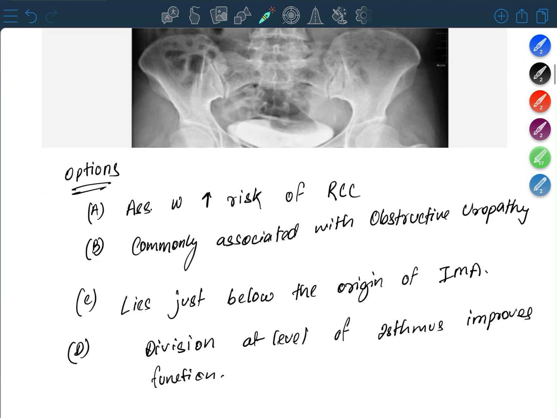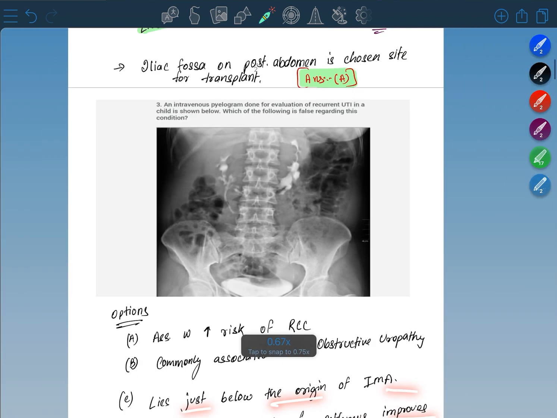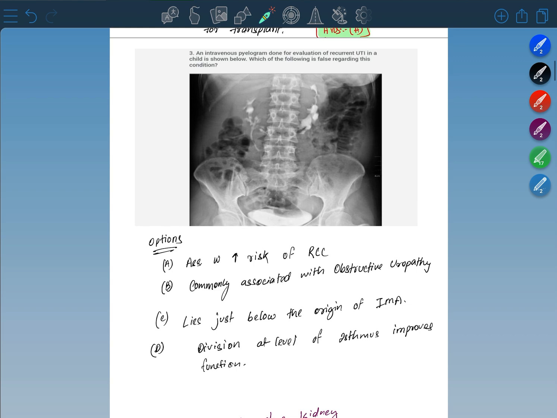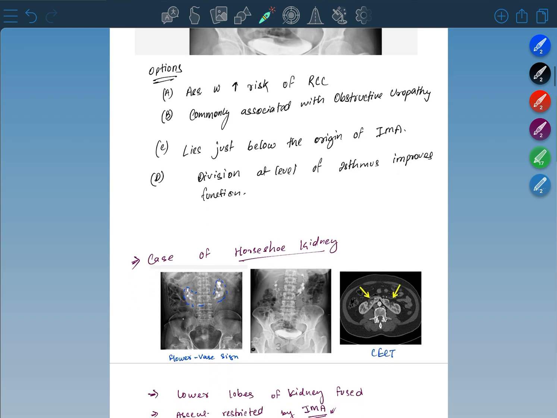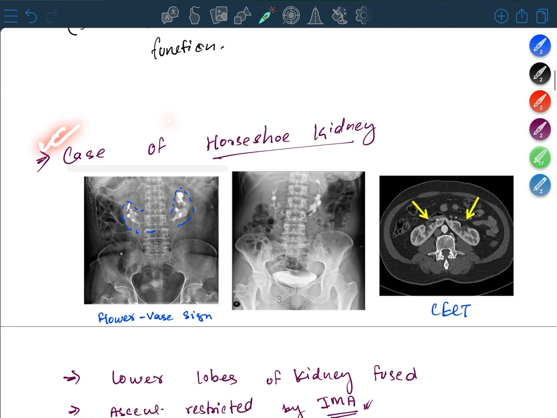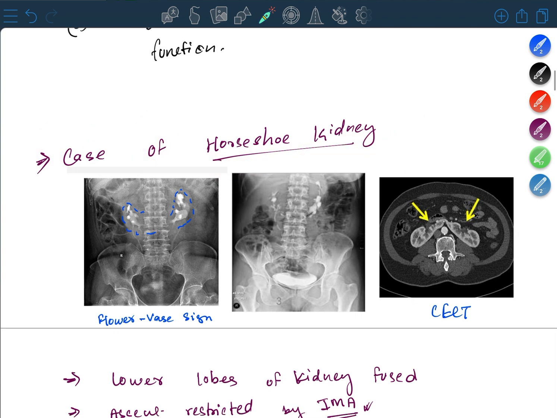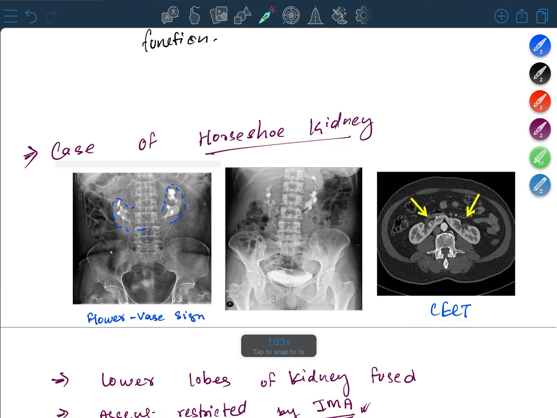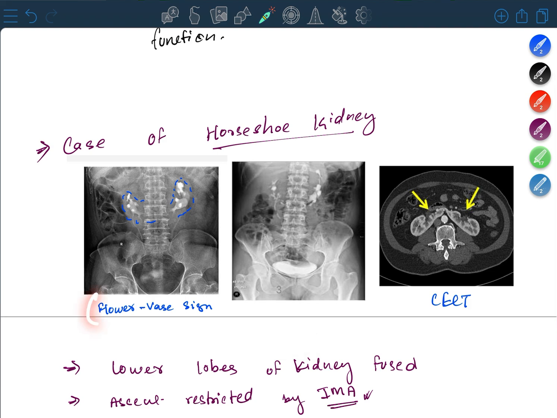The options are: it is associated with increased risks of RCC, commonly associated with obstructive uropathy, lies just below the origin of inferior mesenteric artery, division at level of isthmus improves function. Okay, so pause and try to answer. And if you can't, then let's move on to the explanation. Let's go. So see, case of horseshoe kidney. First, let us understand the CECT and this one, pyelogram. See, we will find a flower vase, or this is also known as handshake sign.